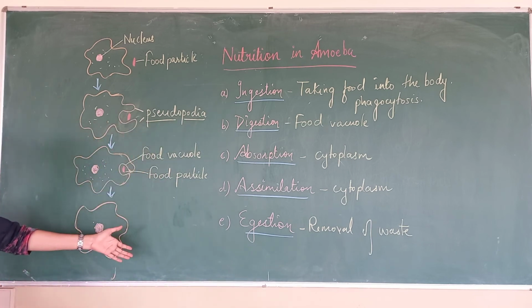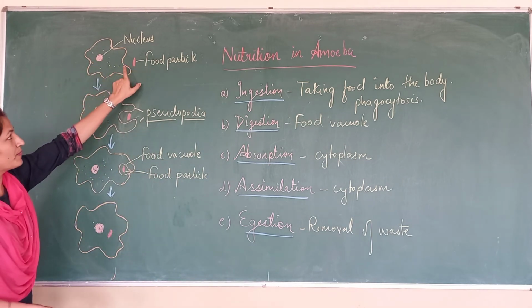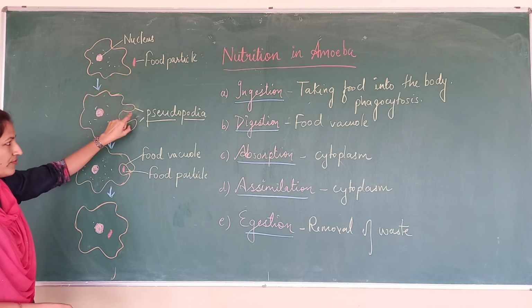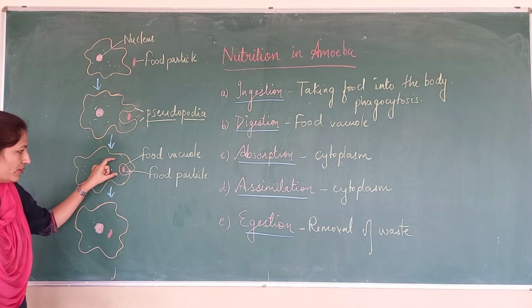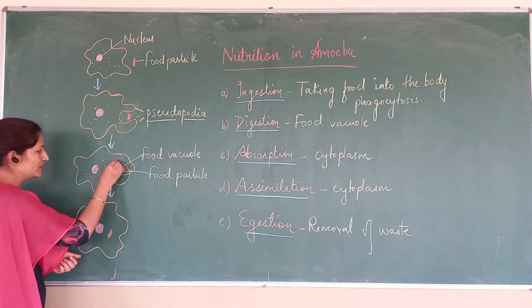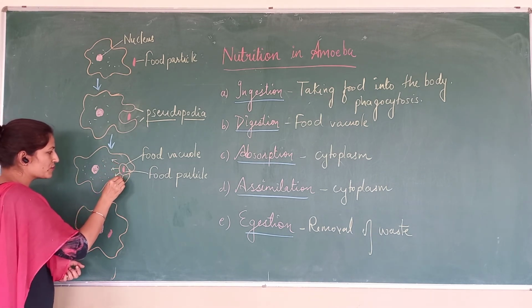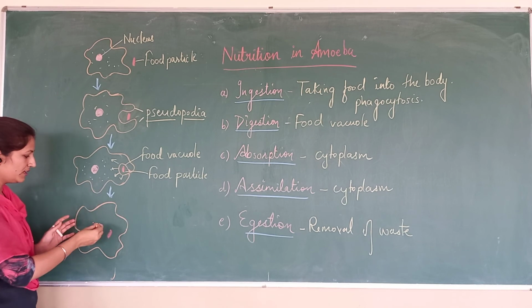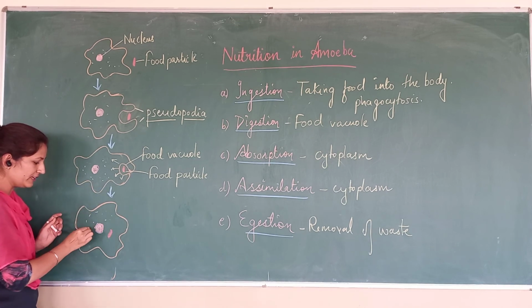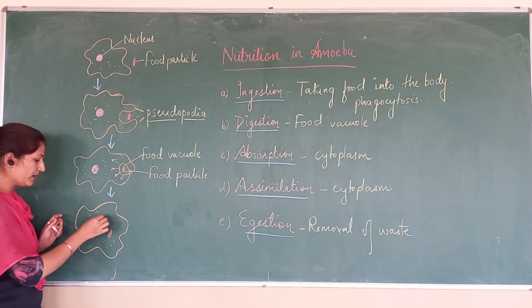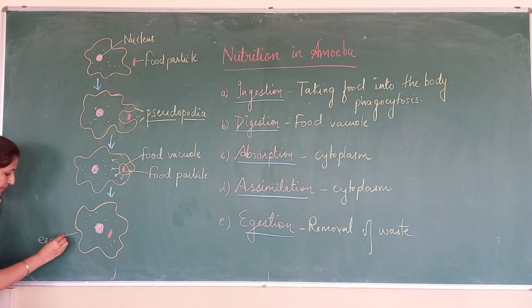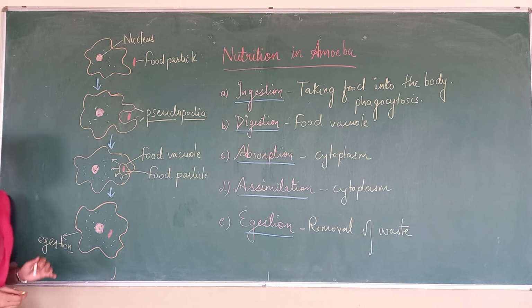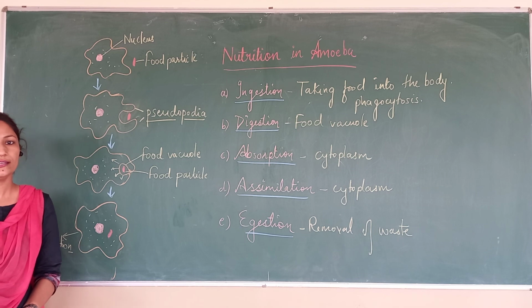So the 5 basic steps of nutrition: trapping the food via pseudopodia and then forming the food vacuole where the digestion is going to take place. Then after digestion, the nutrients get absorbed in the cytoplasm, then used by the different organelles, assimilated, and whatever waste is there will be removed via pseudopodia. So these are the basic steps of nutrition in amoeba.